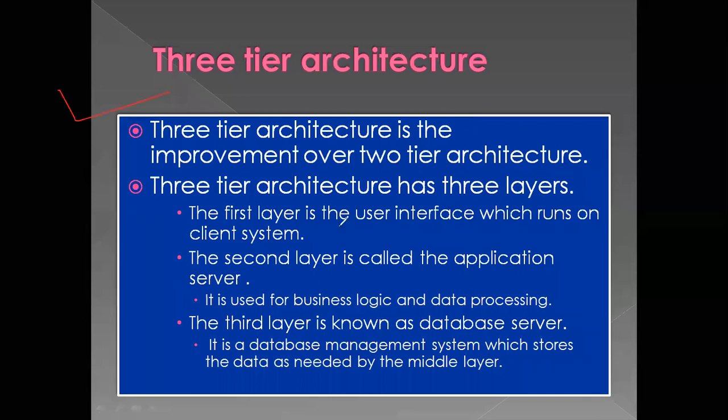How? Because the first layer is the user interface, which runs on the client system. The second layer is the application server, and it is used for business logic and data processing. And the third layer is known as the database server, and it is a database management system which stores the data as needed by the middle layer.